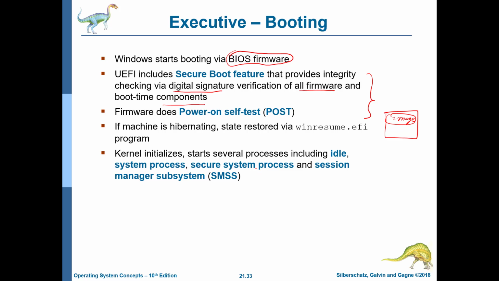Now the machine can go into hibernation, where basically the CPU is more or less powered off, and most of the other components are also powered off. The state is restored by a dedicated program, winresume.efi, whose job is to reinitialize the kernel and start many processes. One process is always the idle process, which is deemed to run if nothing else is running, and a few more processes that we have seen in an earlier slide. This would include the system process, the secure system process, and the session manager subsystem, such that we can at least log into the system.